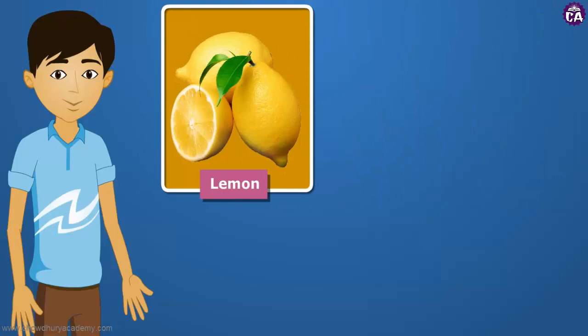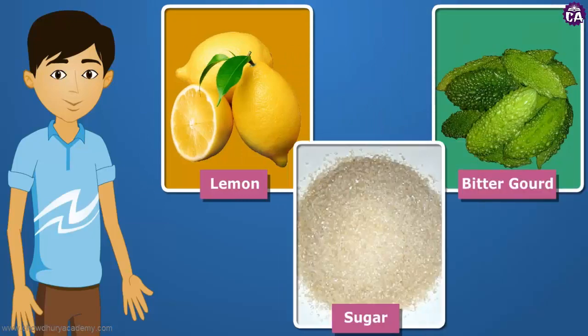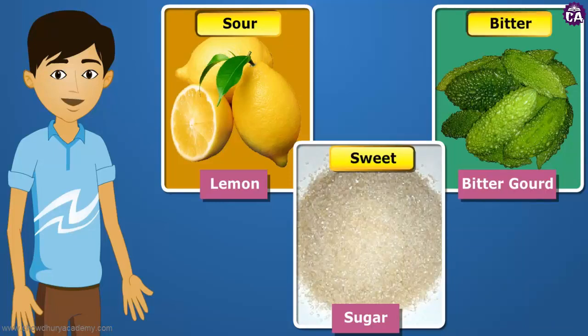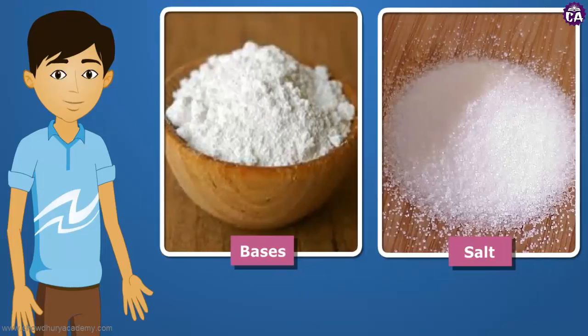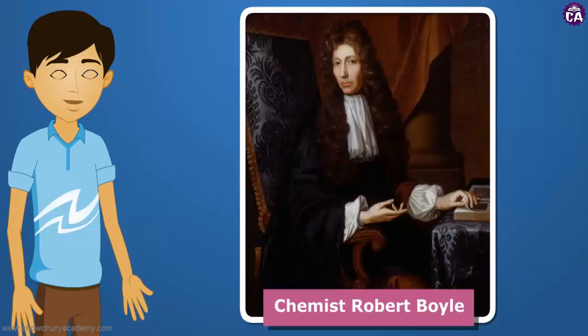We have lemon, bitter gourd and sugar. Some of these foods taste sour, some taste bitter, some taste sweet, and some are salty. The sour, bitter, sweet and salty taste of foods arises due to the presence of acids, bases and salts in them. In the 17th century, chemist Robert Boyle first labeled substances as acids and bases.